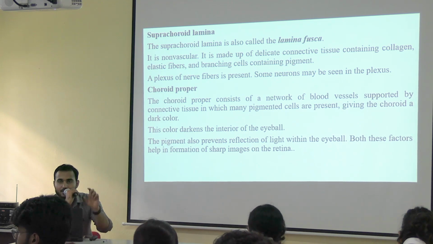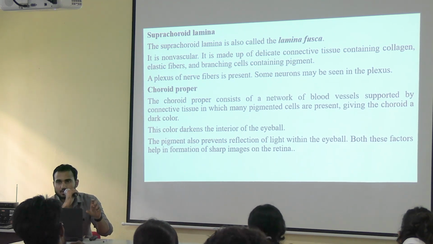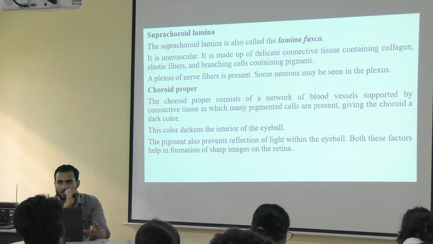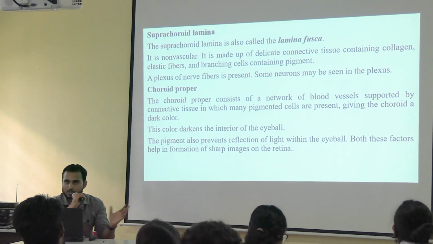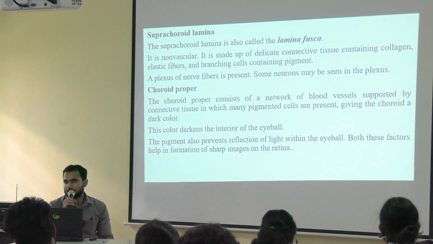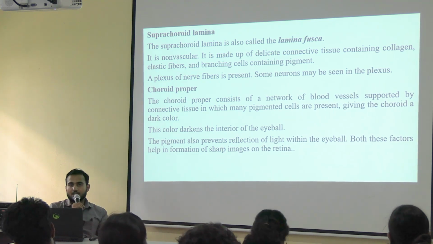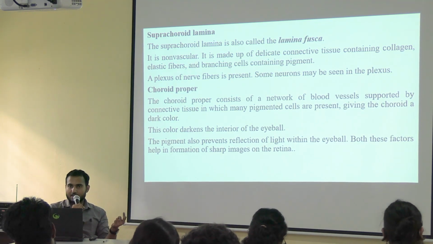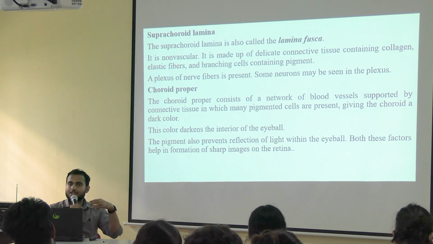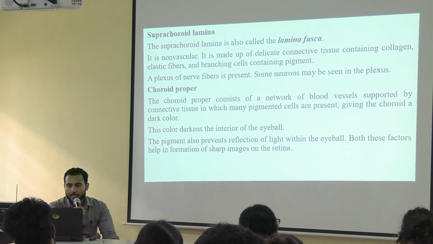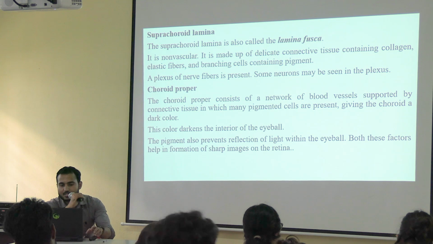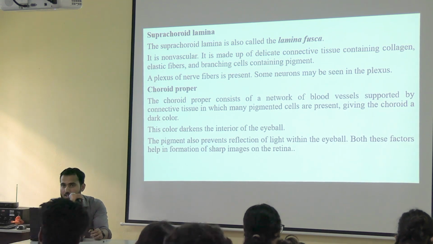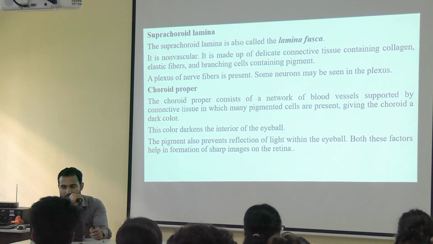Next is the most important structure of the choroid, the choroid proper. The next layer is the choroid proper, the thickest layer of the choroid. What is in it? As you have seen, a network of blood vessels is there. So here you will get Sattler's layer, Haller's layer, and choriocapillaris. These are the three different layers. In those three layers, blood vessels are there, along with connective tissue and pigment cells.